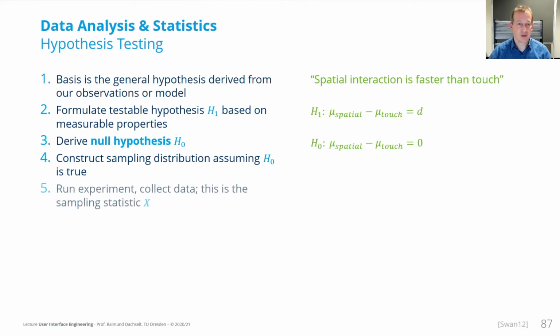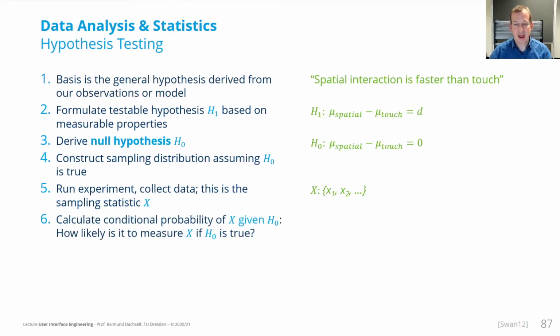So this is what we do first of all. Then we run the experiment, we collect the data, and this is the sampling statistic X. These are just the individual values of the participants combined and aggregated. We then calculate the conditional probability of X given this null hypothesis. So this is the data we have, and how likely is it that we measure X if H0, the null hypothesis, is true? This is the likelihood.